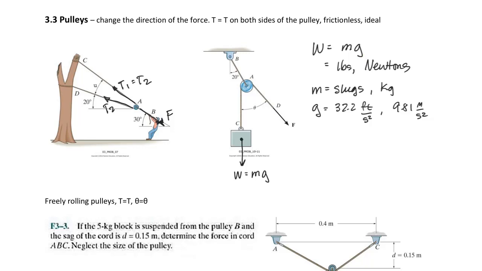The units of weight in the English system are pounds, and in the SI system are newtons. Mass in the English system is in units of slugs, and mass in SI units, the metric system, is kilograms. Gravity is the acceleration of gravity, so 32.2 feet per second squared in the English system, 9.81 in the metric system. If you need to review that, look at chapter 1 in our textbook, or some of your physics work from before.